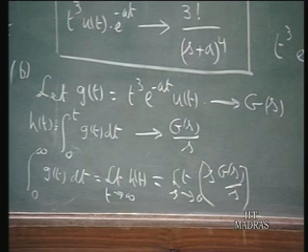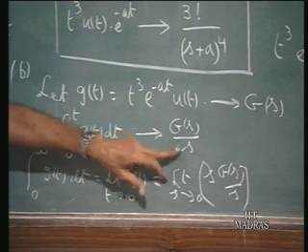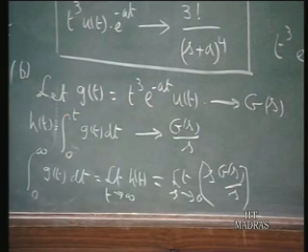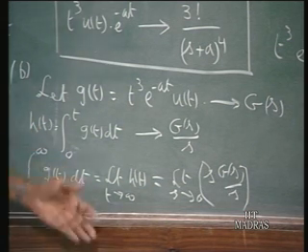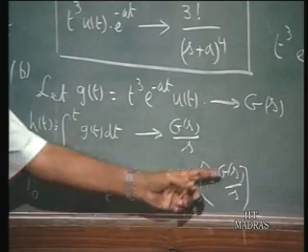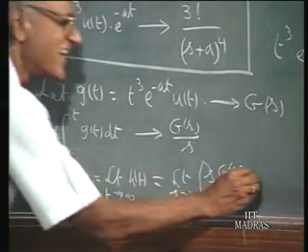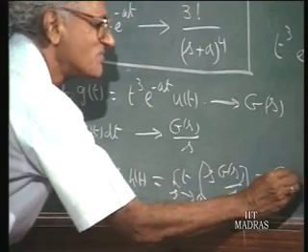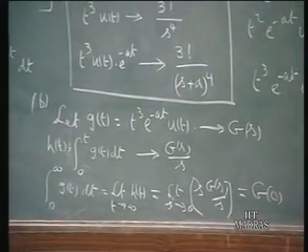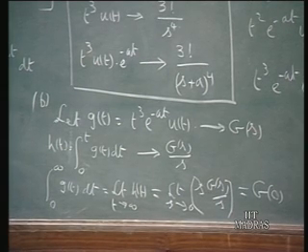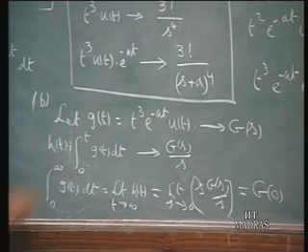If you know a particular function has a Laplace transform G(s) over s, or whatever it is, H(s) if you like, then the final value of h(t), h(infinity), is obtained by taking the limit as s goes to 0 of s times H(s). Now in this case, s times G(s) over s, the s cancels out, giving G(0). So the final value of the integral from 0 to t of g(t) dt happens to be simply G(0), where G(s) is the Laplace transform of this quantity.